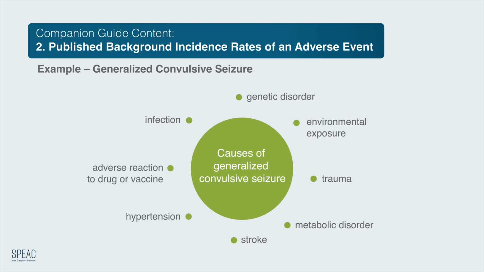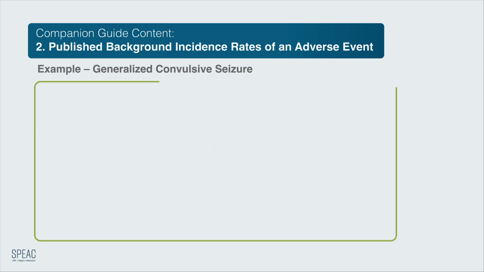While an adverse event that occurs after vaccination may have been caused by a vaccine, it is also possible that something else caused it, such as a prior infection, a genetic disorder, or an environmental exposure. In other words, that event would have still occurred even if a vaccine hadn't been given. This is why it is important to know the background incidence of the event in the population before beginning a vaccine trial, study, or program.